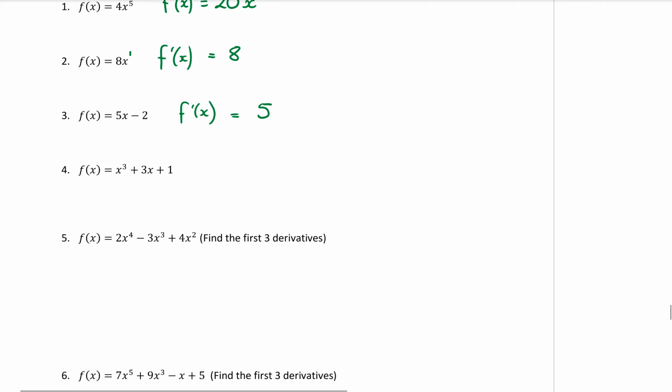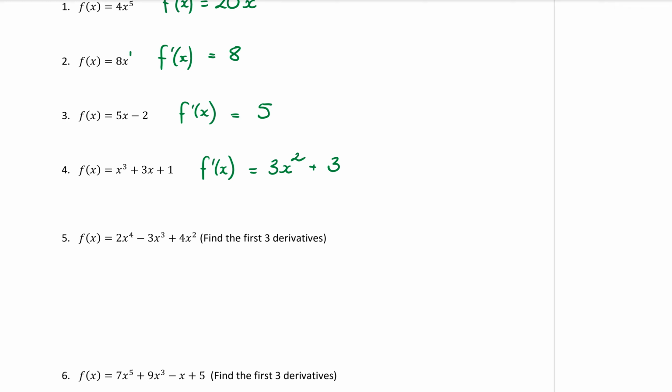Question 4, to differentiate this one, we want f dash x equals. For the first term, we bring the 3 down the front, leave the x, and subtract 1 from the power means it becomes x squared. Now we go to the second term, it's a 3x, so the x will disappear and it will just be a 3. And the constant term on the end does nothing for the gradient, so it is gone altogether.